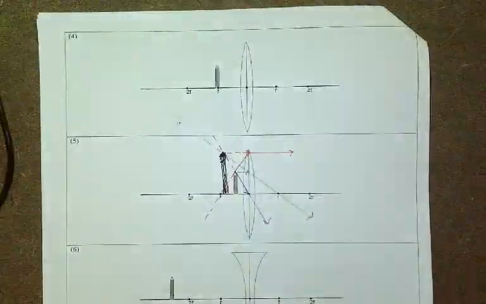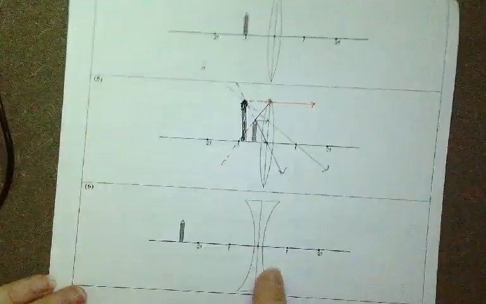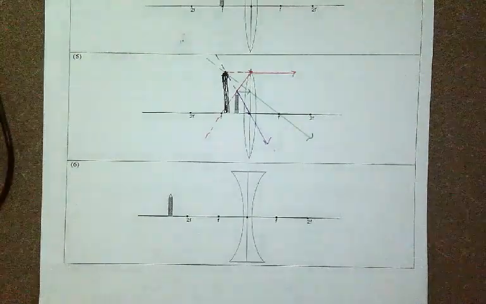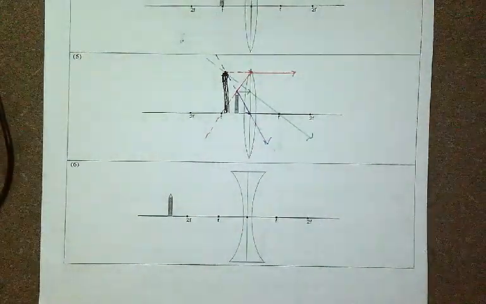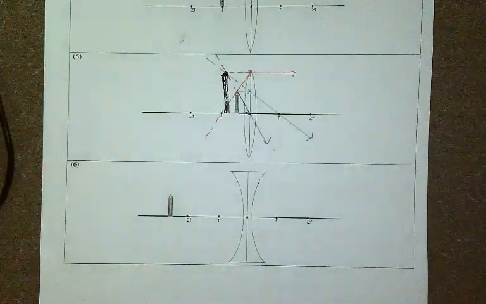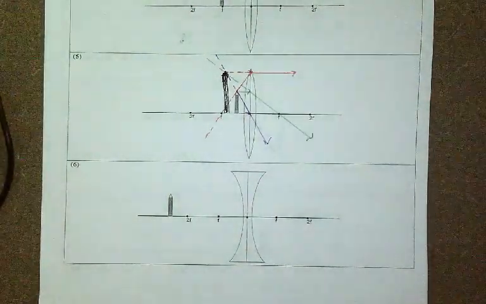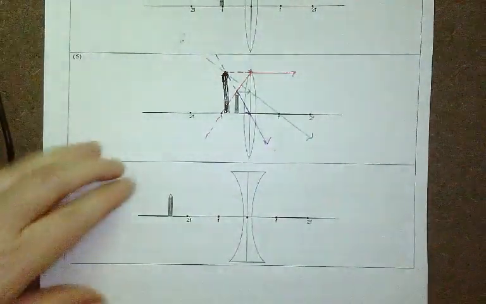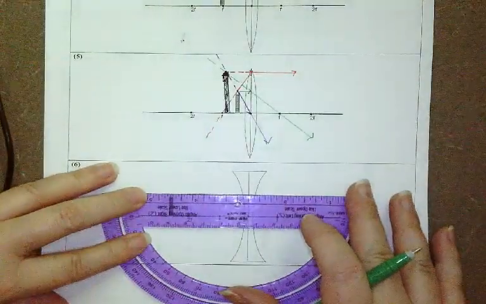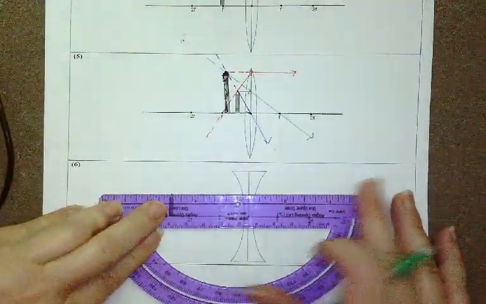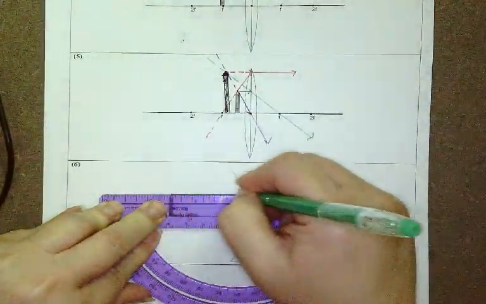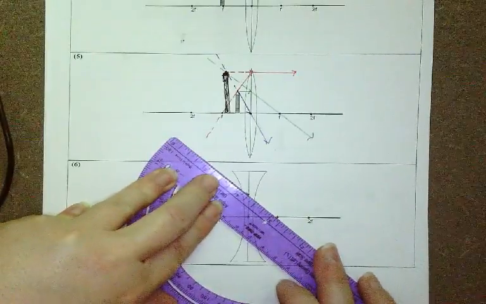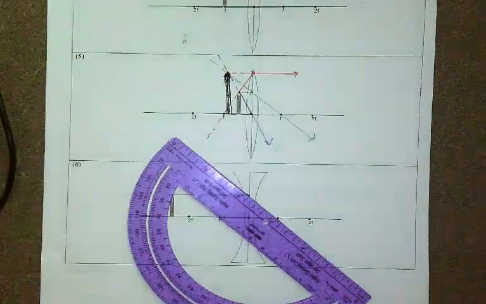All right, let's do a convex then. We'll just go ahead and do number 6. All right, so let's start with the same one we've been starting with, and that is the one that goes parallel to the principal axis and then down through the focal point. I think I made it green. I'm trying to be consistent with colors. Okay, so it's going to be parallel to the principal axis, and then it's going to bend or refract. Sorry, we're on convex now. Do not listen to me.